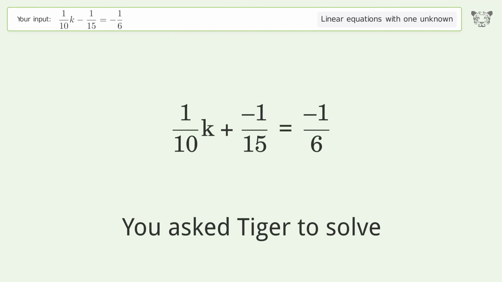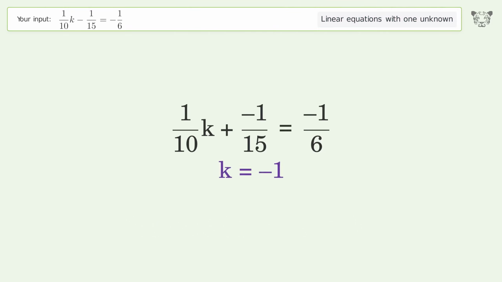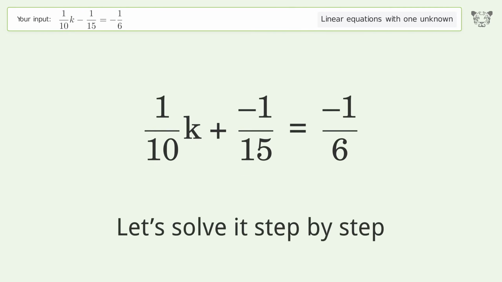You ask Tiger to solve. This deals with linear equations with one unknown. The final result is k equals -1. Let's solve it step by step.